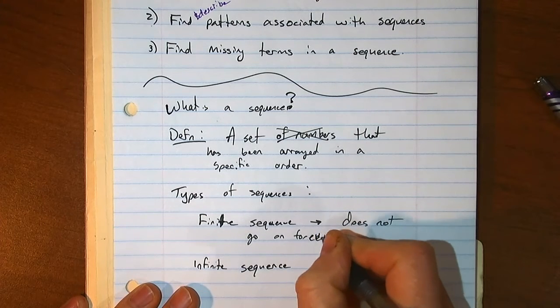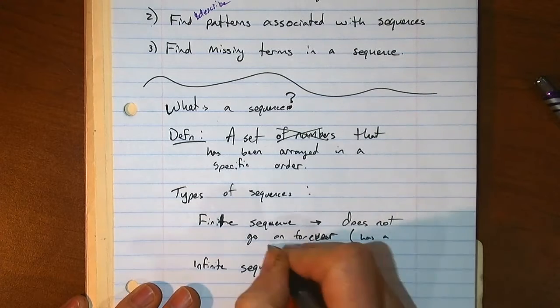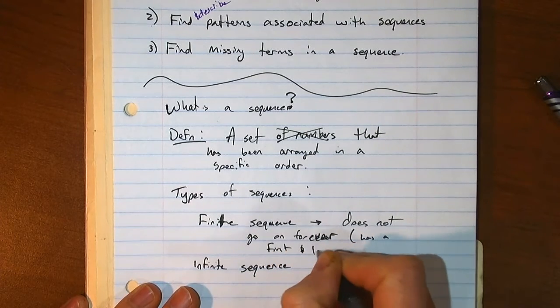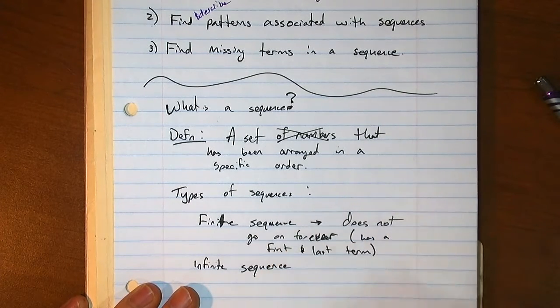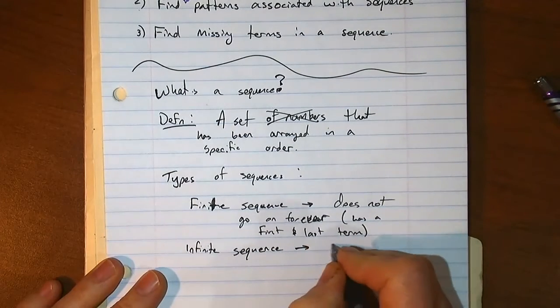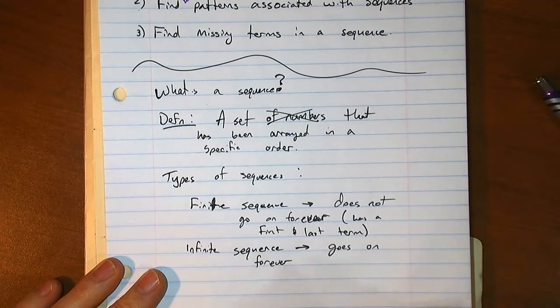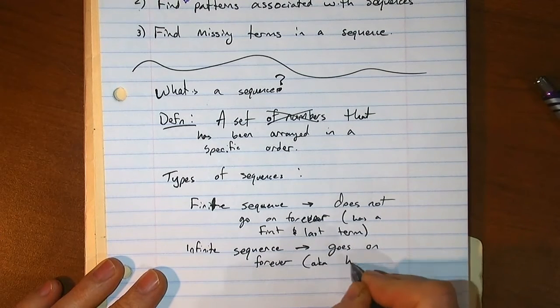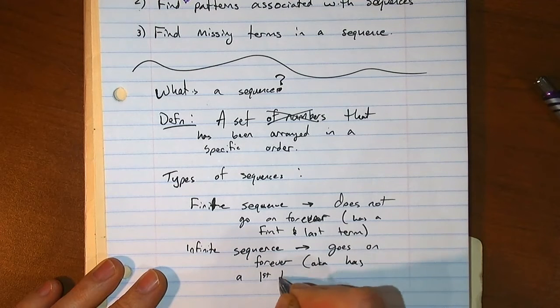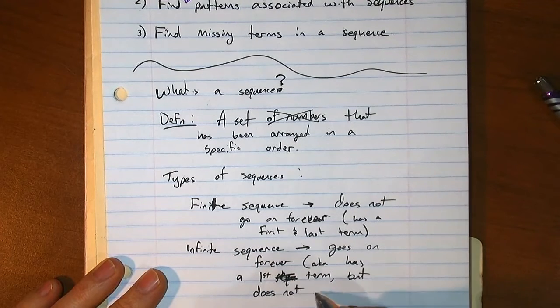Forever, I think, is really one word, isn't it? Forever. AKA has a first and a last term. Okay, has a first and a last term. But a finite sequence does go on forever. And so it will have a first term, because every sequence has a first term, but it does not have a last term because it goes forever.